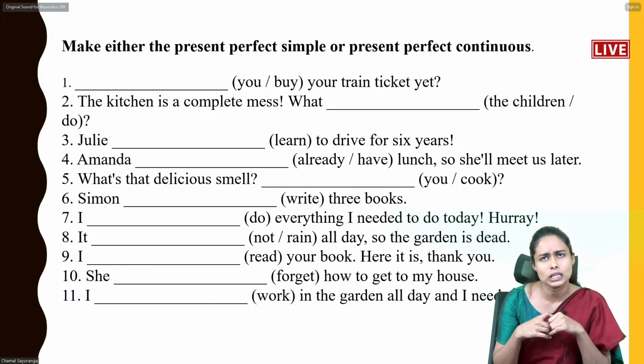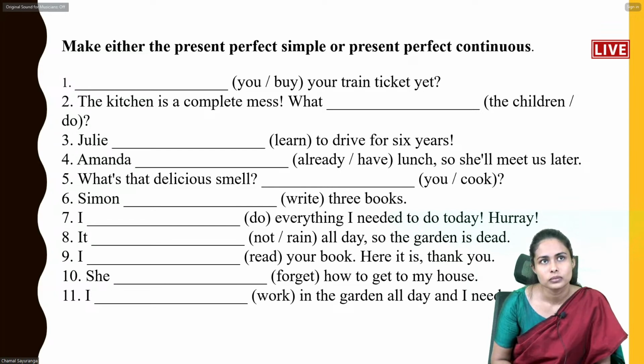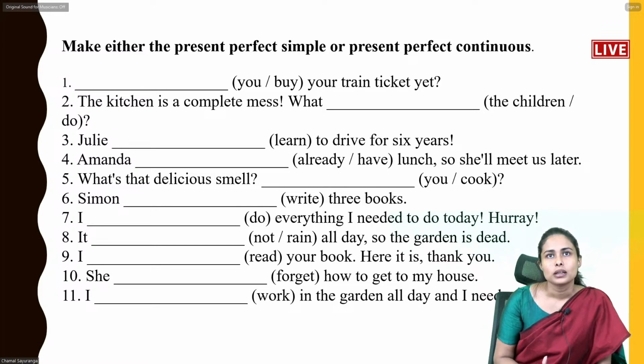What's that delicious smell? Have you been cooking? It's a question. Have you been cooking? What's that delicious smell? Right? Okay. Next one, Simon write 3 books. Has written 3 books. Better to go with present perfect. Simon has written 3 books. Yes. Result, right?